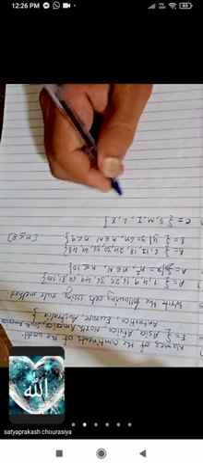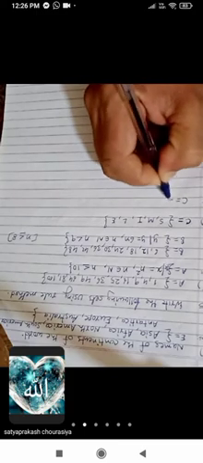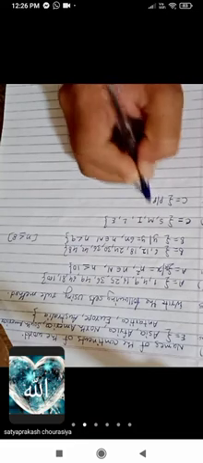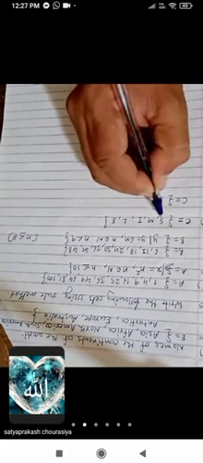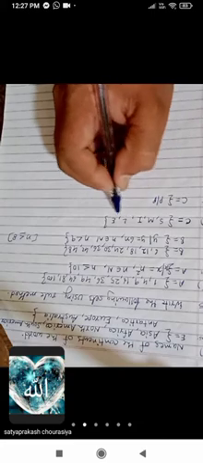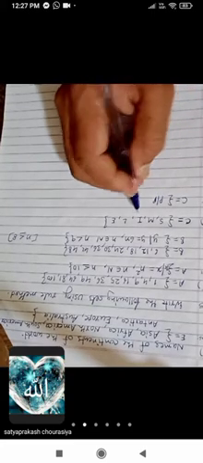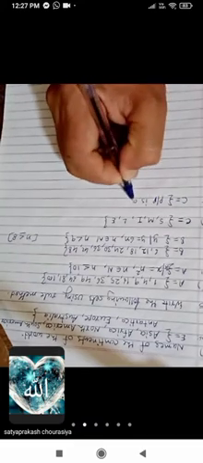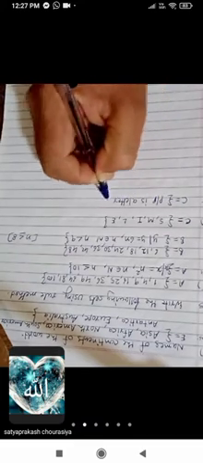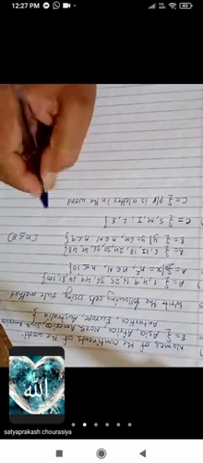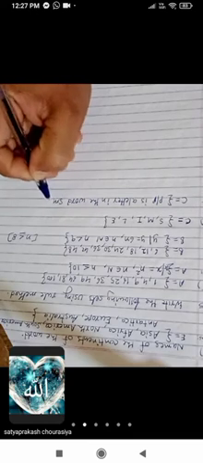So in set, in rule method, we will write that set C is set of, now I have taken the variable P for the letters S, M, I, L, E. So set C is set of P such that P is a letter in the word smile. Okay, smile.